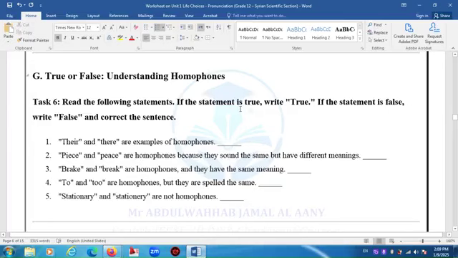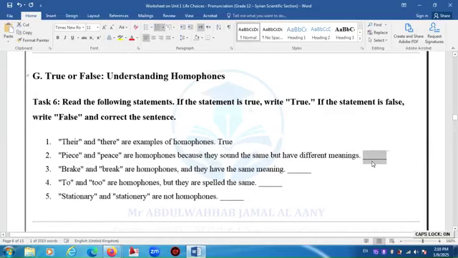Read the following statements. If the statement is true, write true. If it's false, write false and try to correct the word. "There and their are examples of homophones." Of course, that's true. "Peace and piece are homophones because they sound the same but they have different meanings."